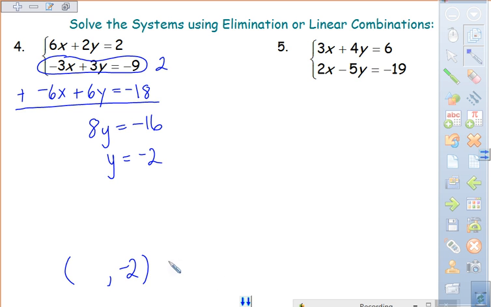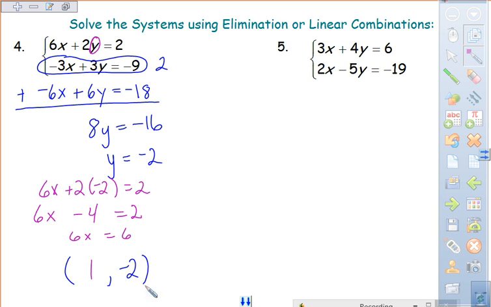Now I need to decide where it is easiest to plug in. Well, I like this first equation just because it's a positive 6, positive 2, positive 2. So I'm going to plug in negative 2 right here. 6x plus 2 times negative 2 equals 2. So a negative 4. So we add 4 to both sides, and we get 1. Let's try another one.